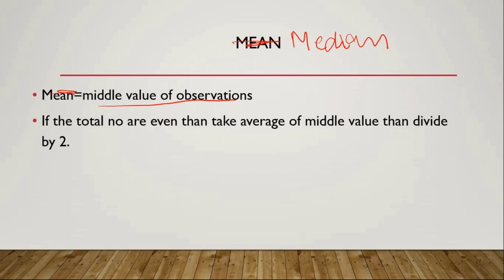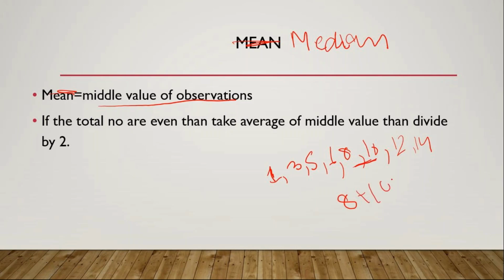Suppose there are observations 1, 3, 5, 6, 8, 10, 12, 14. Arrange these in ascending order, then count how many numbers there are: 1, 2, 3, 4, 5, 6, 7, 8. If the total number is even, then take the average of the two middle values. So 8 and 10 are the middle values. Take the average: 8 plus 10 is equal to 18, divided by 2. So the median will be 9. I hope median is clear to you.